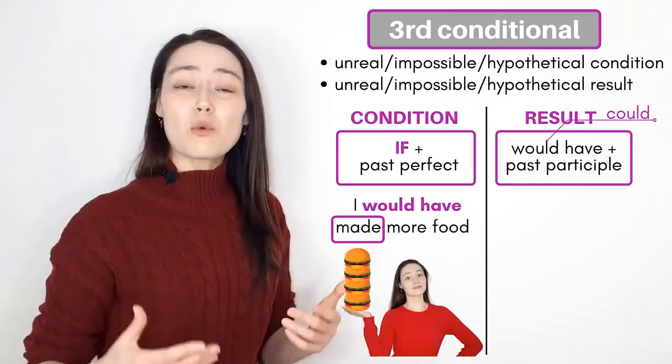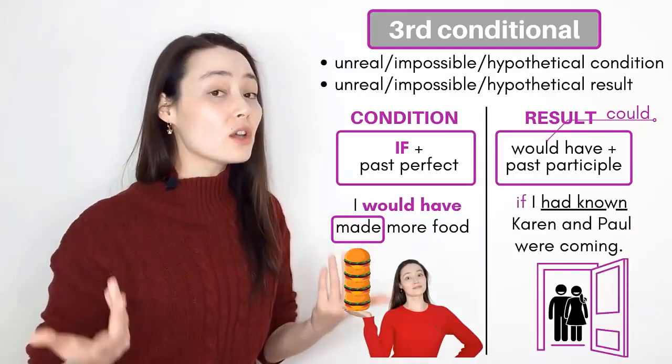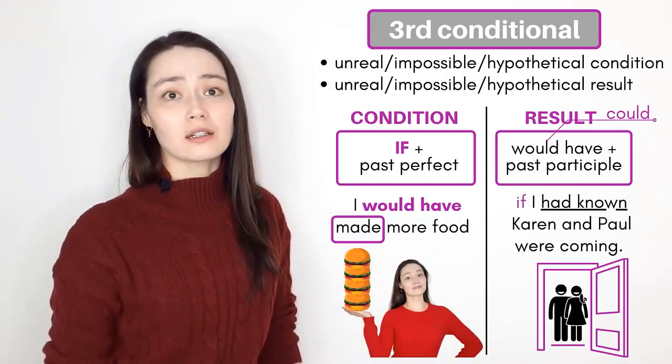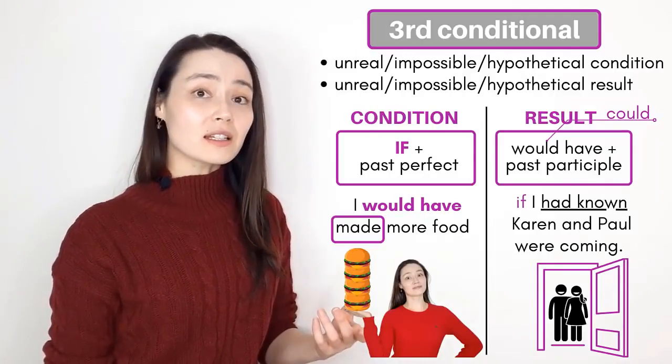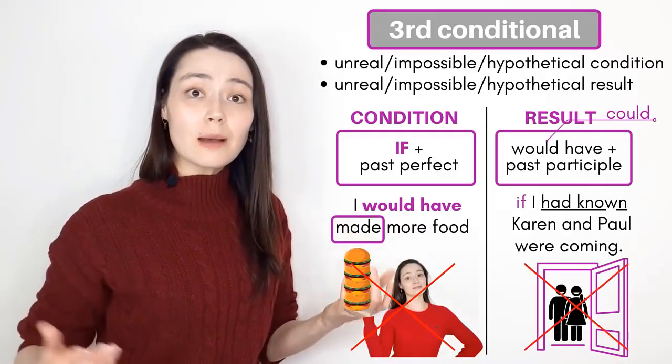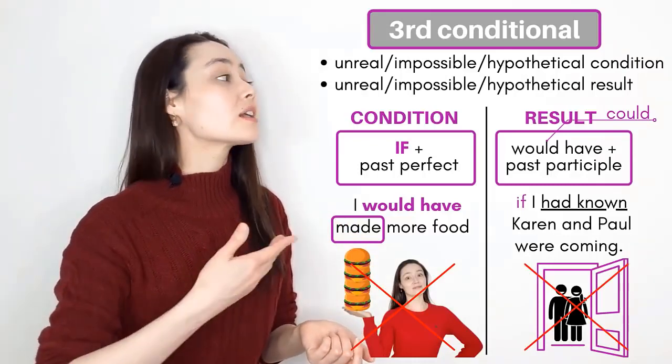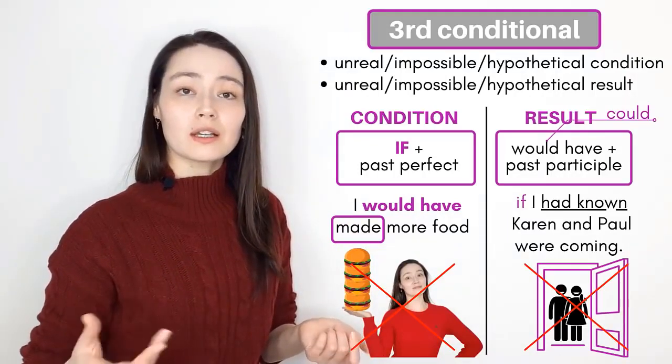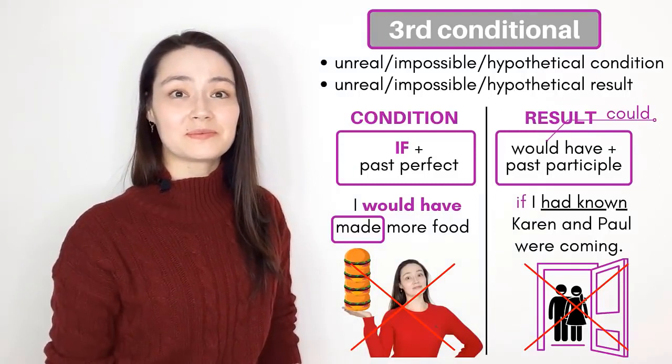I would have made more food if I had known Karen and Paul were coming. In reality, I didn't make more food because I didn't know they were coming. If I'd known Karen and Paul were coming, I would have made more food.